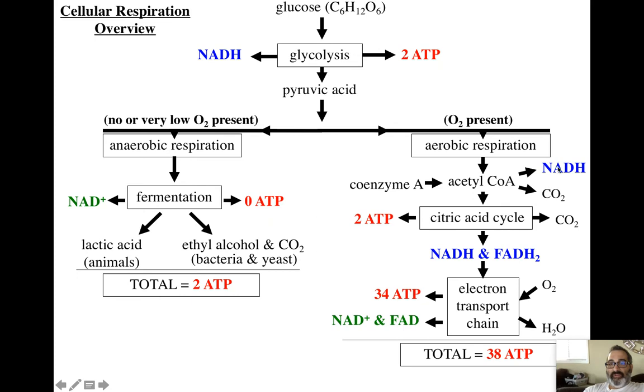The NADHs and FADH2s all enter the electron transport chain, and they release their energy and their electrons, which is used to produce 34 ATP. Then the NADHs and FADH2s, when they are used, are oxidized and converted back to NAD pluses and FADs to keep this process going. At the end of the electron transport chain, oxygen is the final electron acceptor, picking up electrons and hydrogens, forming water. Total ATP, 38: 34 came from the ETC, or electron transport chain, 2 from the citric acid cycle, and 2 from glycolysis, for a total of 38.